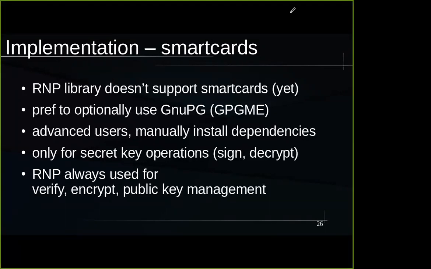But then we have to ask what kind of functionality should we allow GNU-PG to be used for? Well, public key management is a complex feature. And if we have our own implementation inside Thunderbird, then it would probably be confusing or complicated to support two completely different implementations for public key trust management integrated into the application. So the current thinking is that for all public key operations, we still always use RNP and only optionally allow the use of GNU-PG for secret key operations like signing and encryption.